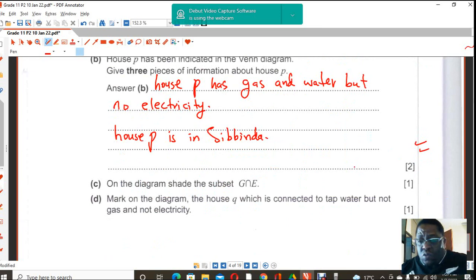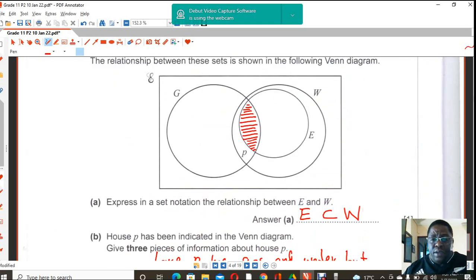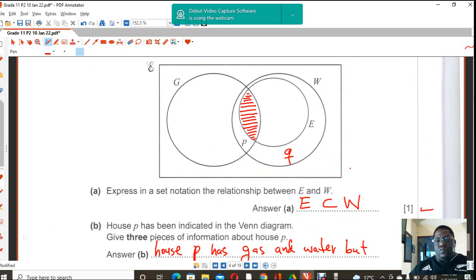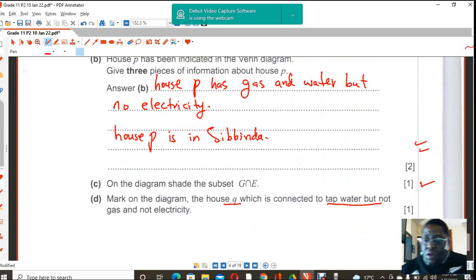So the next statement, they say mark on the diagram the house Q which is connected to tap water but not gas, not electricity. Okay, tap water, no gas, so you can't overlap, no electricity, so that Q will be anywhere in this particular region. Okay, 1 mark for doing that.